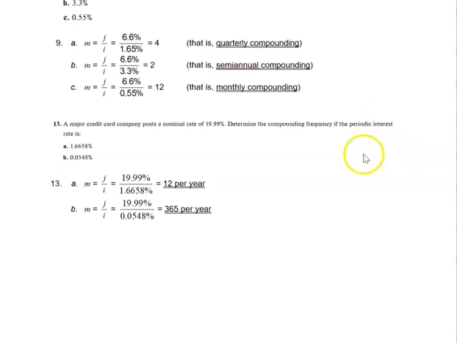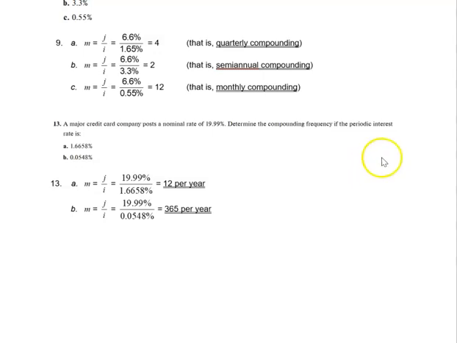13. Major credit card company posts a nominal or annual interest rate of 19.99%. It's high, but actually that's not unusual. And a lot of times a credit card company's nominal rate is actually in the 20%, 21, 22% interest rate.